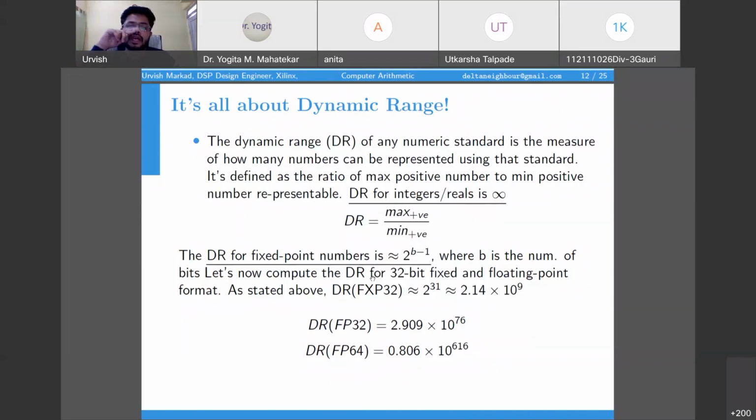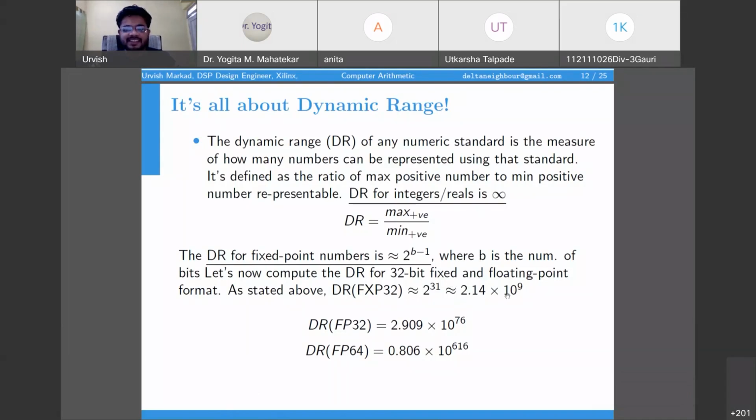Similarly, dynamic range is defined as the ratio of the maximum positive number that can be represented using that standard to the minimum positive number that can be represented. You can derive an expression and see that for any fixed point number, the dynamic range can be given as approximately 2 raised to b minus 1, where b is the number of bits you want to use. So for 32-bit fixed point, it is 2 raised to 31, which is approximately equal to 2.14 into 10 raised to 9.